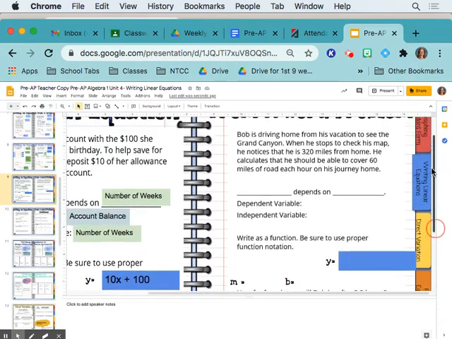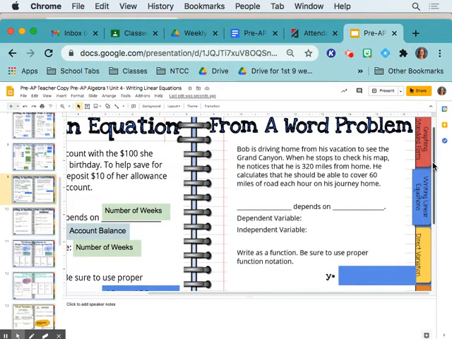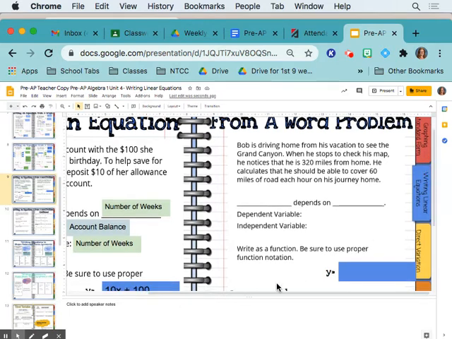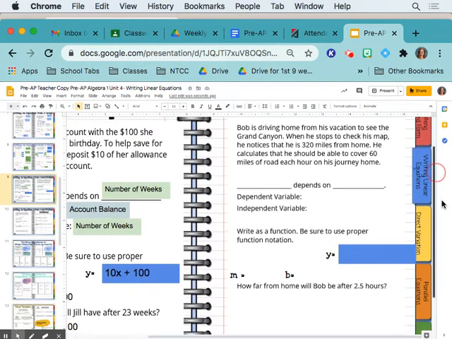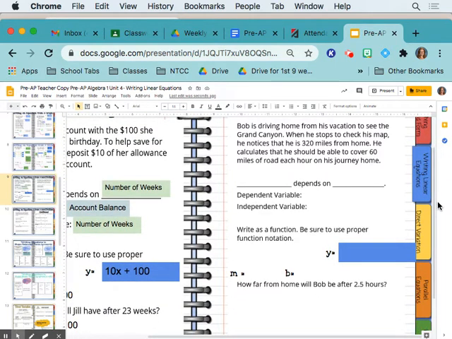Okay, let's look at the next one. Bob is driving home from his vacation to see the Grand Canyon. When he stops to check his map, he notices that he is 320 miles from home. He calculates that he should be able to cover 60 miles of road each hour on his journey. We need to know the independent and dependent. So what are the two variables?